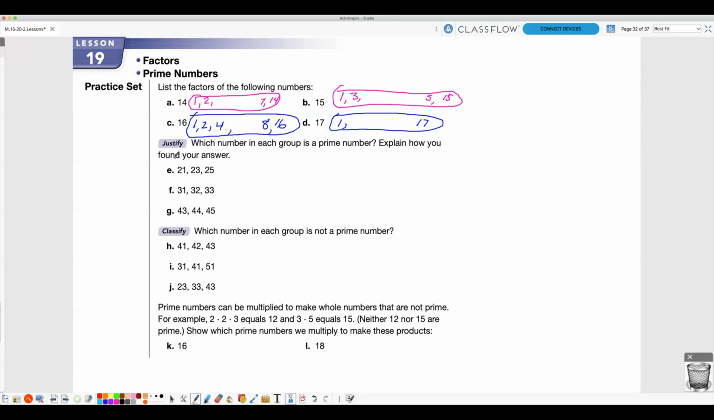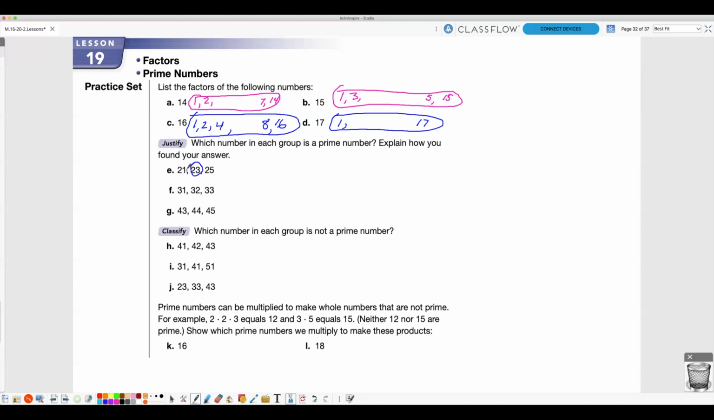Letter E, go ahead and do that one. Which number in each group is a prime number, and explain how you found your answer. All right, so go ahead and after you've answered that, you should have 23 is the prime number.